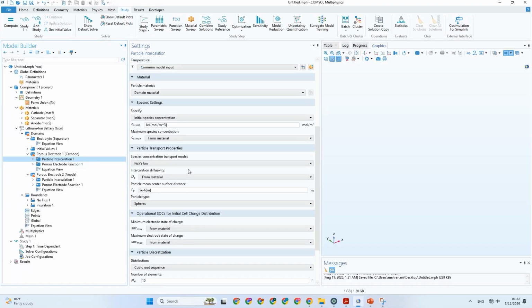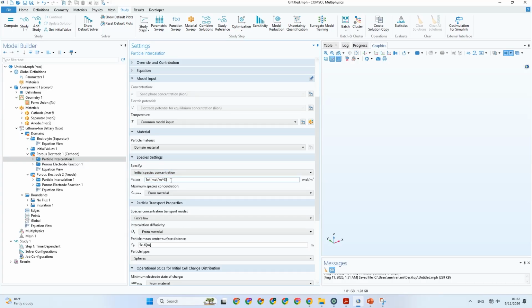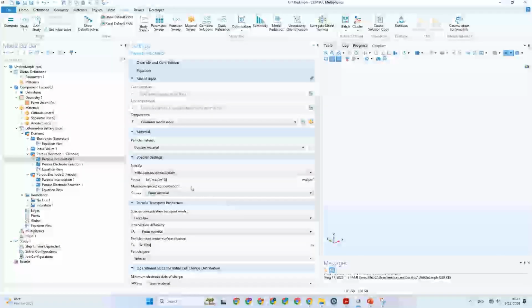Particle. We have initial species concentration and initial electron concentration, but they are not provided here. I don't know why, but it must have values.